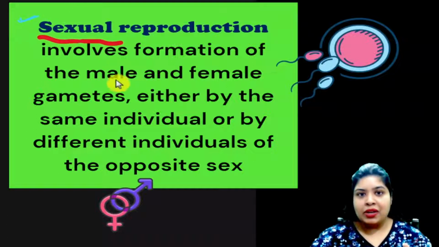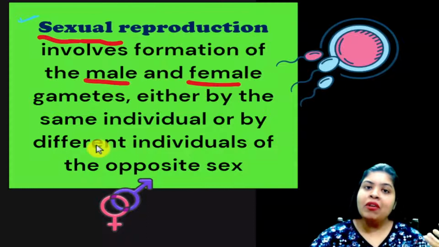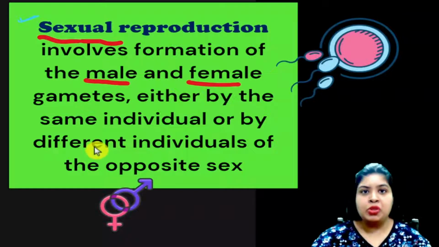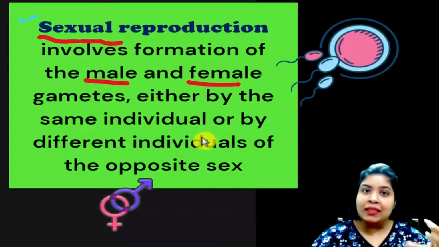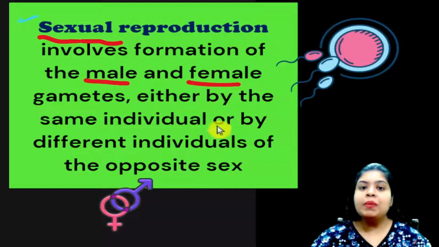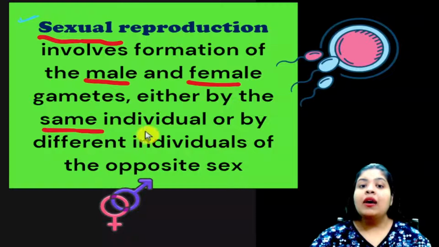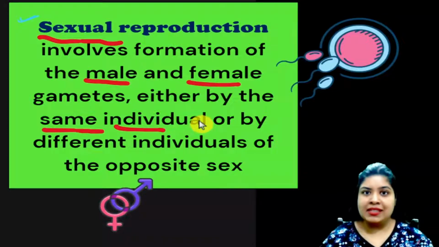Now, sexual reproduction involves the formation of male and female gametes. Sexual reproduction में मेल और फीमेल गेमीट्स दोनों का ही इन्वॉल्वमेंट होता है और ये बनते हैं या तो सिर्फ एक ही ऑर्गेनिज्म में या फिर अलग अलग दो ऑर्गेनिजम्स में. Okay, so NCERT writes they are either formed by the same individual or by the different individual of the opposite sex. So what does this mean? When and how is it possible in the same individual? Let us see this first.